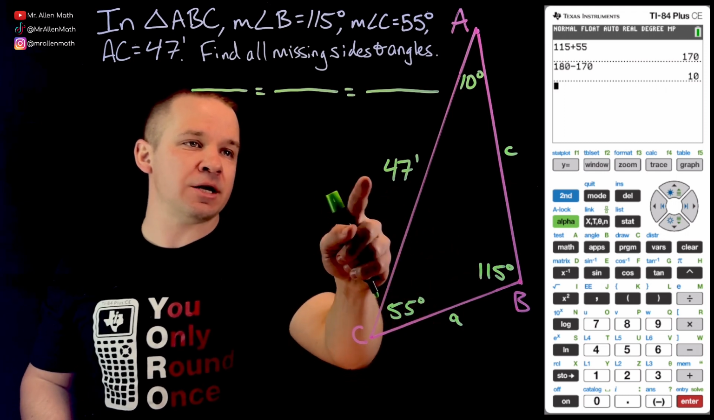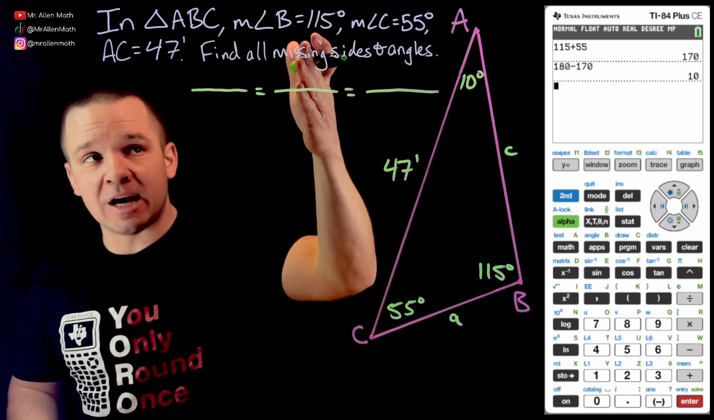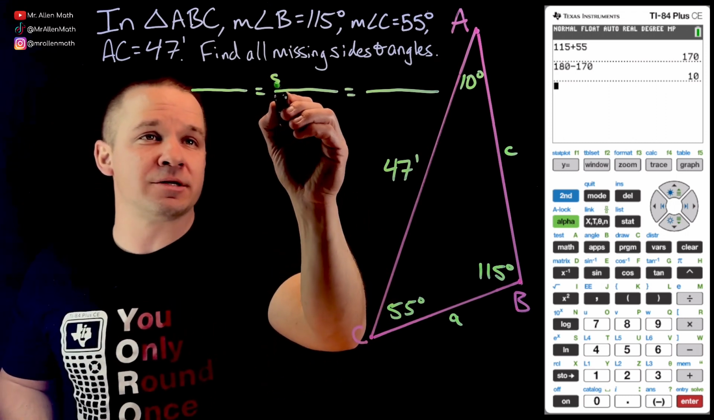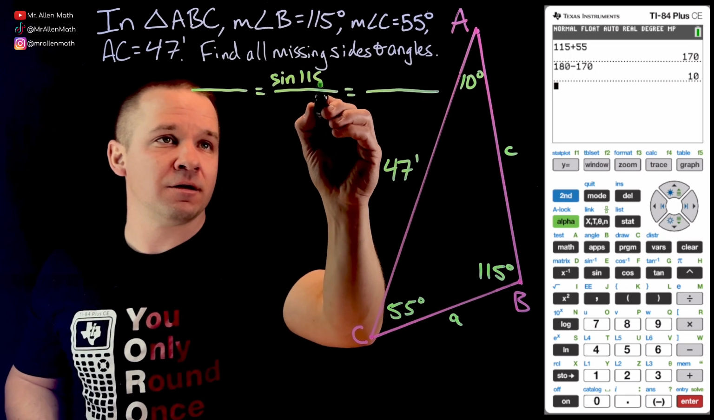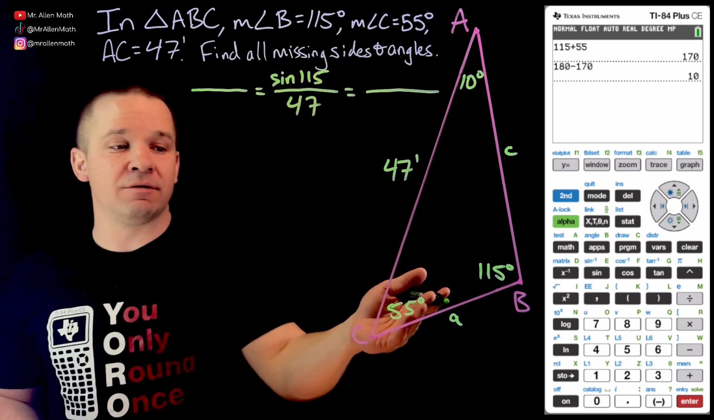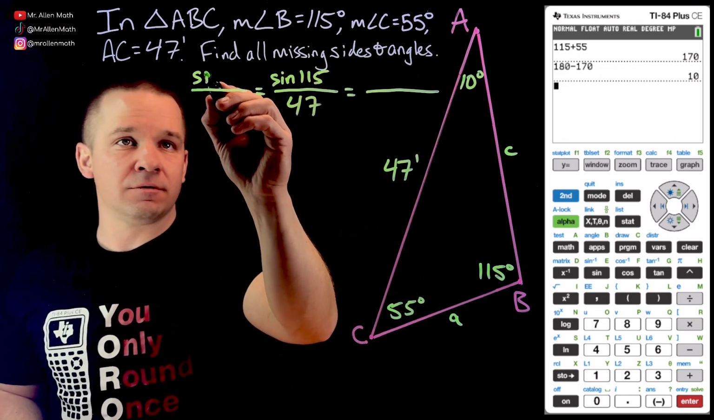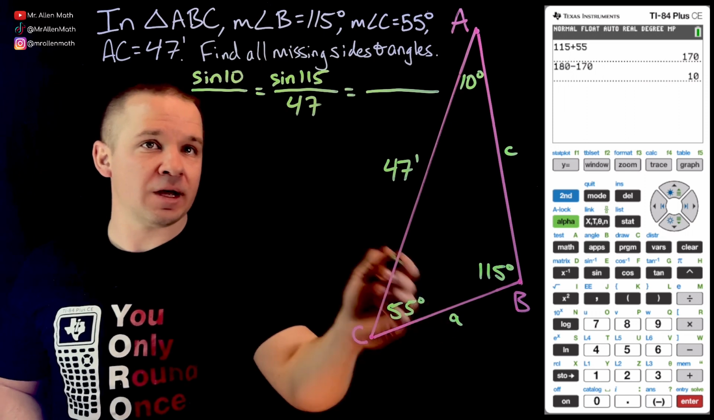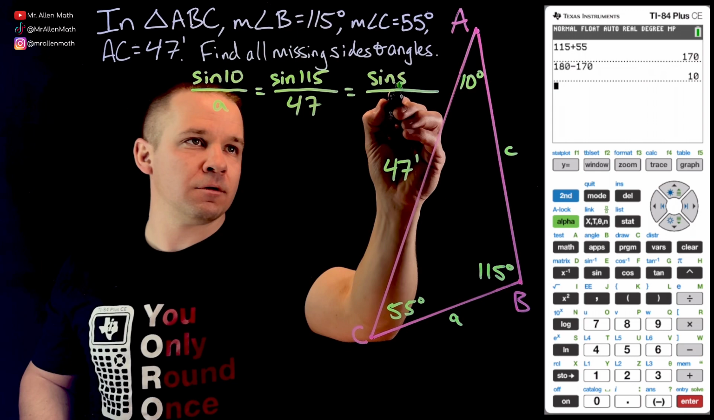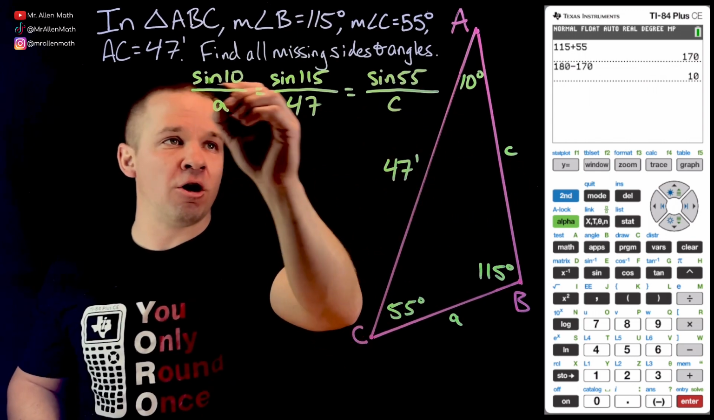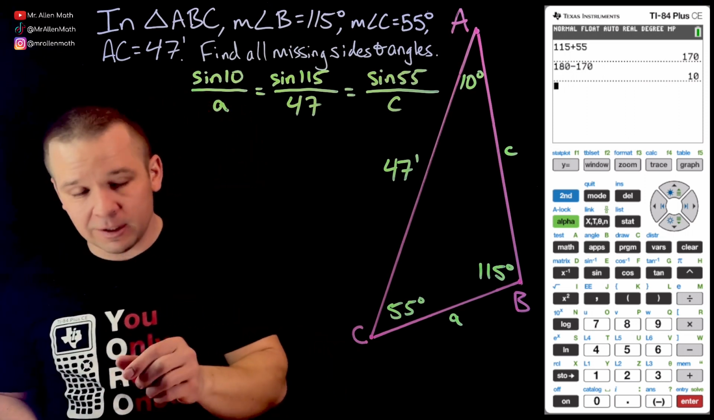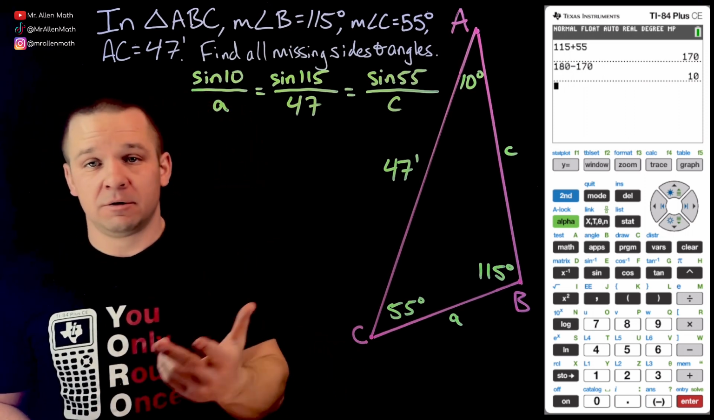And I always throw the ones that I know in the middle. You can either do sine of the angle in the numerator or in the denominator. It really doesn't matter. I don't even know what the common one is. So I'm just going to go sine of 115 over 47. As long as you're consistent throughout, you're good. Okay. So then for A, it would be sine of 10 over little a. And then for C, it's going to be sine of 55 over c. I got all my angles in the numerator, all my sides in the denominator. All right, cool. I like that. Let's get to work, man.